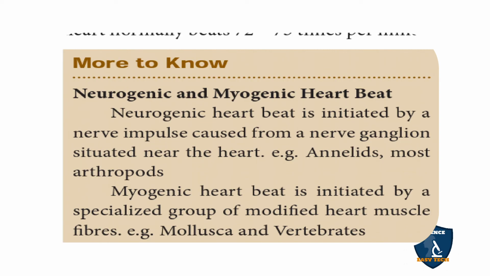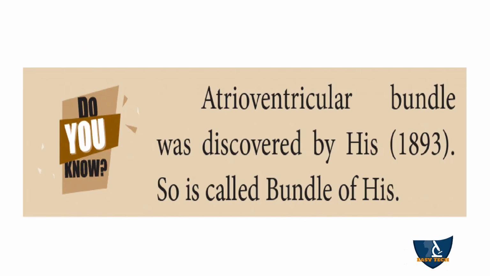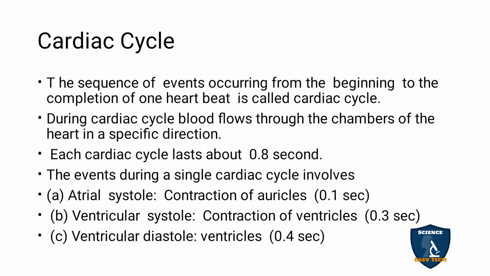More to know: neurogenic and myogenic heartbeat. Neurogenic heartbeat is initiated by nerve impulses from the nerve ganglion situated near the heart. Examples: annelids and most arthropods. Myogenic heartbeat is initiated by a specialized group of modified heart muscle fibers. Examples: molluscs and vertebrates. The atrioventricular bundle was discovered by His in 1893, so it is also called the His bundle.